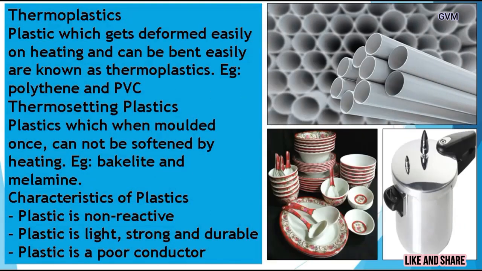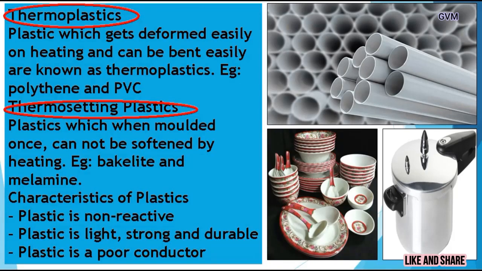Now students, there are basically two popular types of plastics. Number one, thermoplastics, and number two, thermosetting plastics. Students, thermoplastics is that type of plastic that can be deformed and bent easily on heating, and is known as thermoplastic. And these thermoplastics are often used for manufacturing toys, combs, and various types of containers. For example, polythene and PVC.